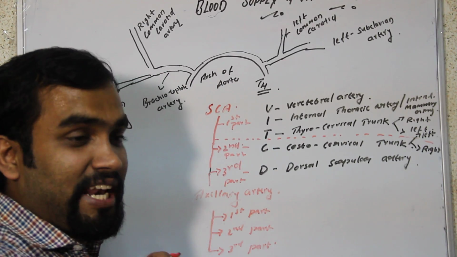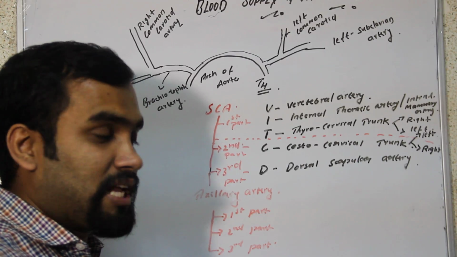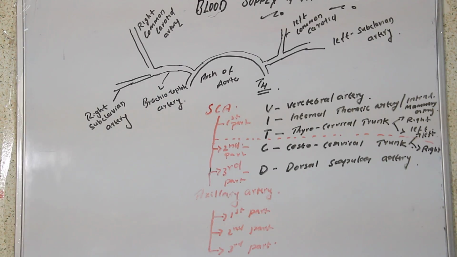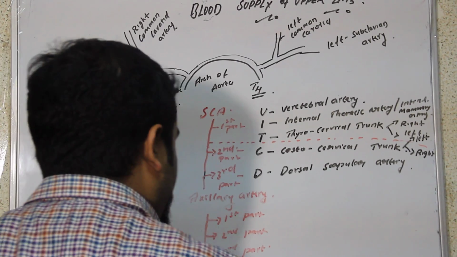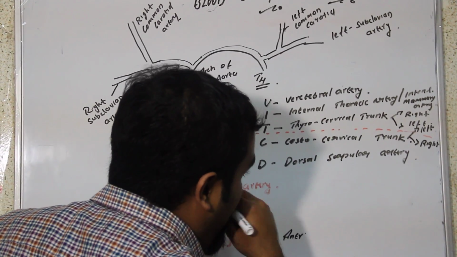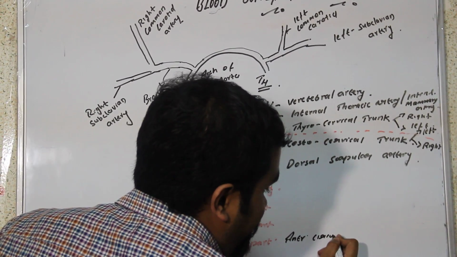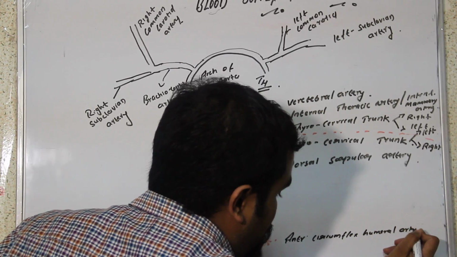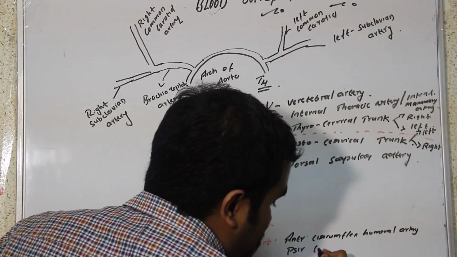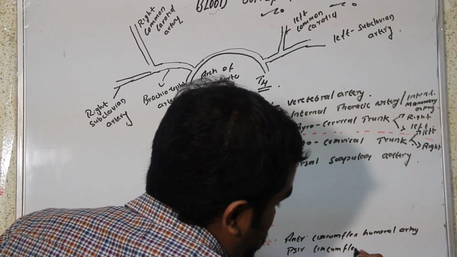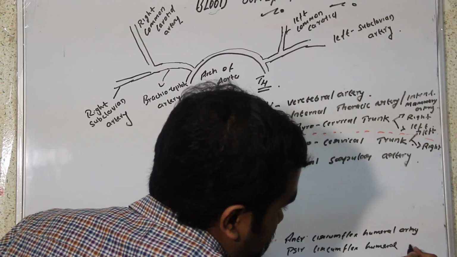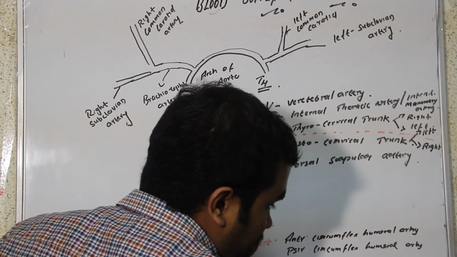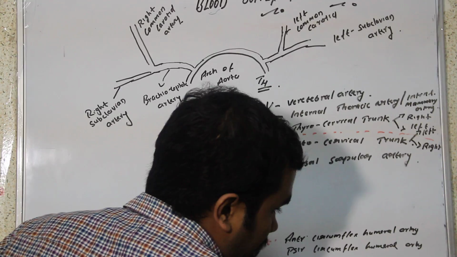While studying the surgical neck of humerus, we mentioned some branches are part of the third part of the axillary artery. What were they? They are the anterior circumflex humeral artery, the posterior circumflex humeral artery, and the subscapular artery. Subscapular means supplies scapula.